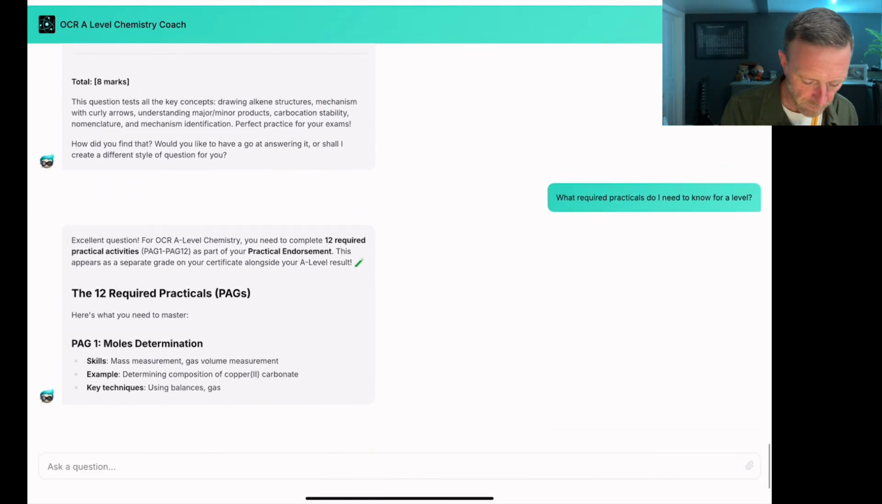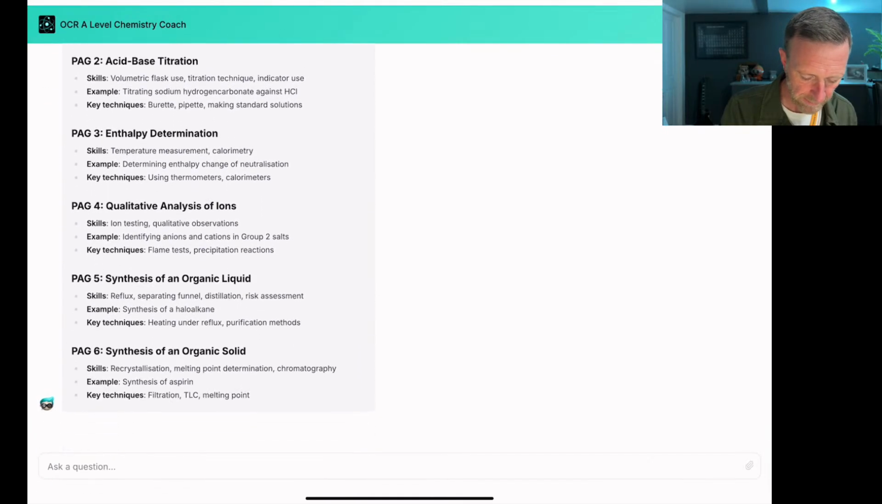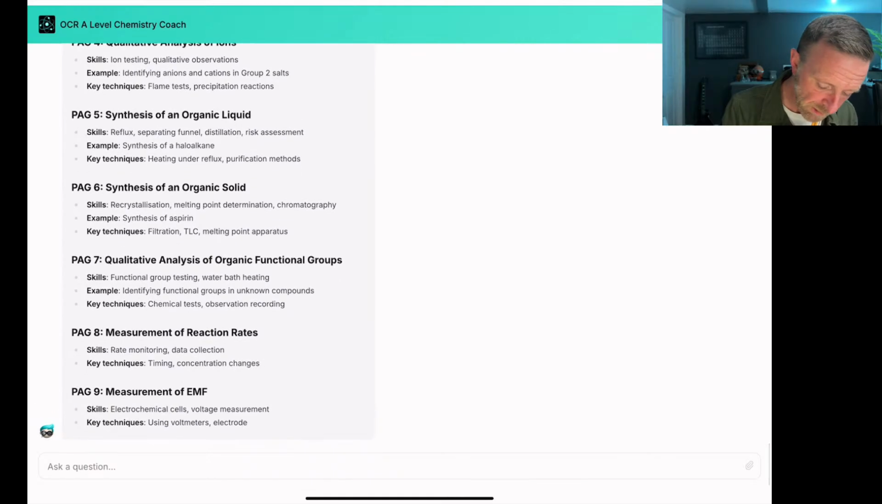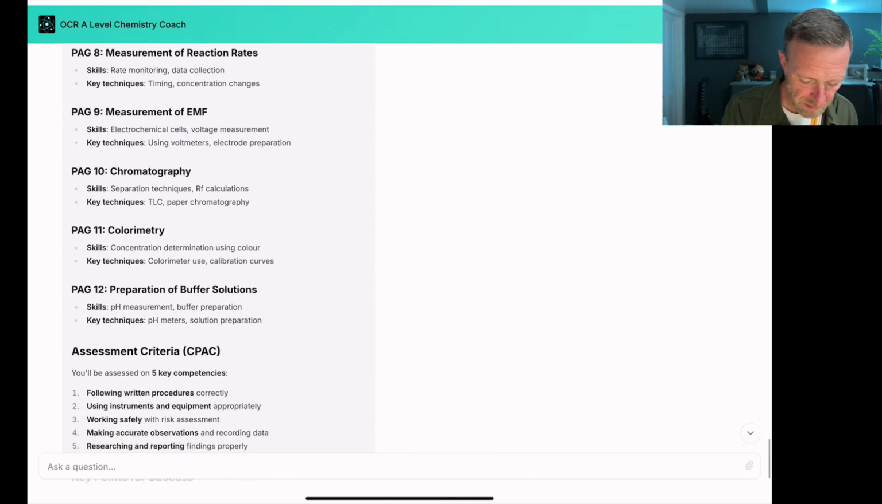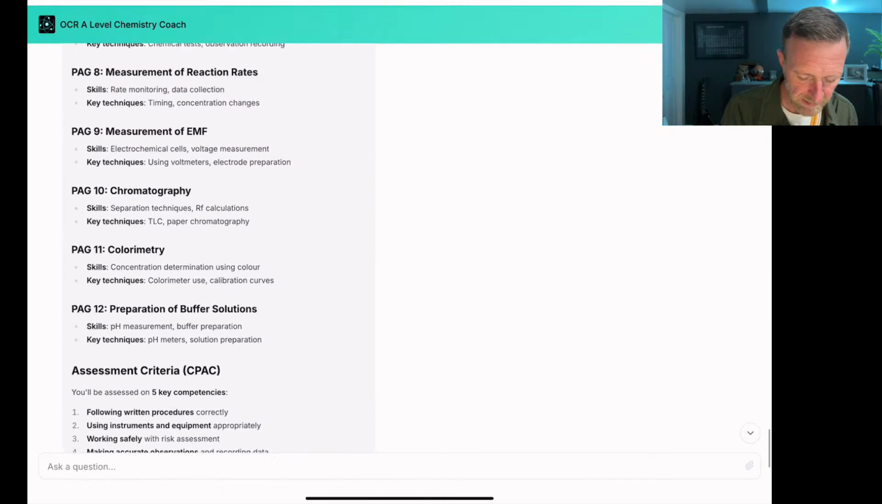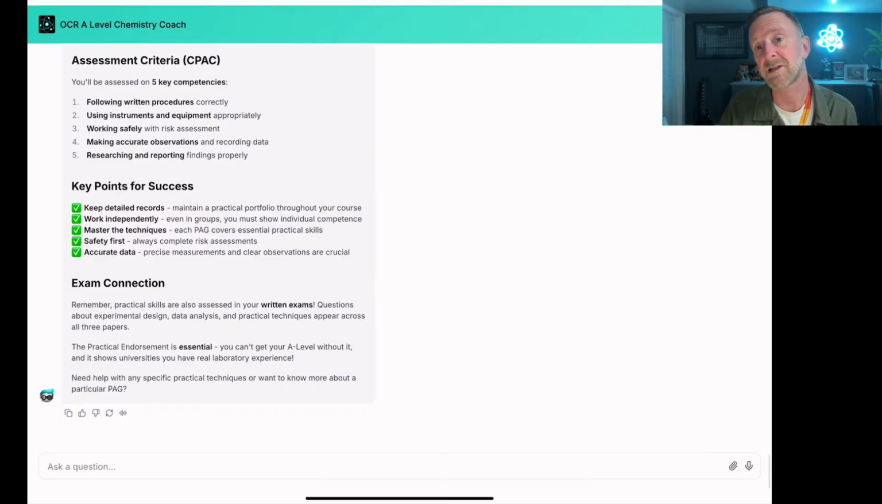12 required practicals, moles determination, acid-base titration. Here they all are, okay? So literally all of these. Colorimetry, preparation of buffer solutions. Okay, so it's taking these from the specification, but of course, if you want the link to the practical book for all these, then absolutely you can as well.